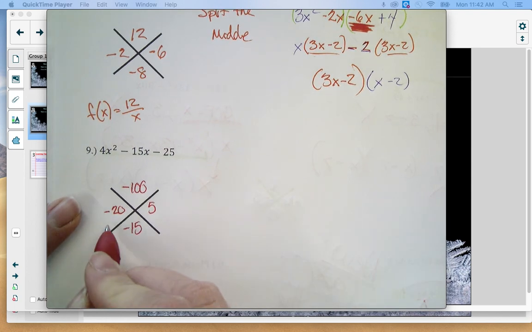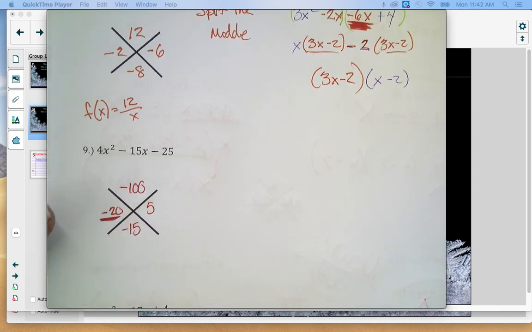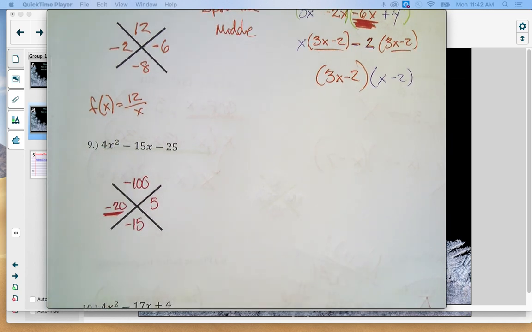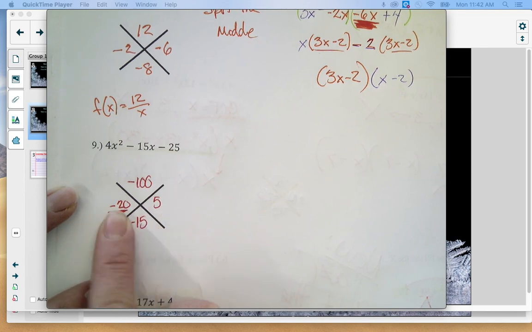Double check. Did you write your negative 20 first? If you did negative 5 and positive 20, that would give you positive 15, right? Double check, is your negative first. This is what's going to make your grouping easier.